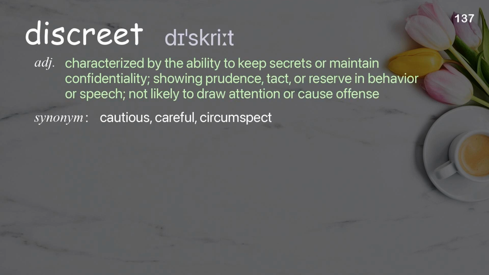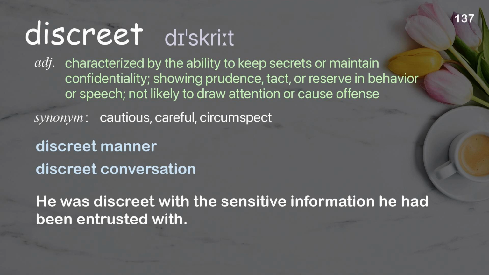Discreet. Characterized by the ability to keep secrets or maintain confidentiality, showing prudence, tact, or reserve in behavior or speech, not likely to draw attention or cause offense. Examples: Discreet manner. Discreet conversation. He was discreet with the sensitive information he had been entrusted with.